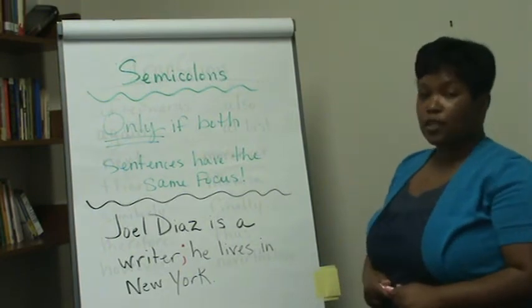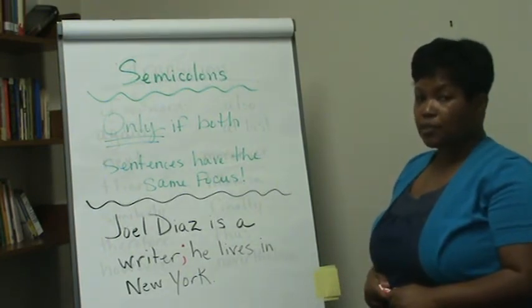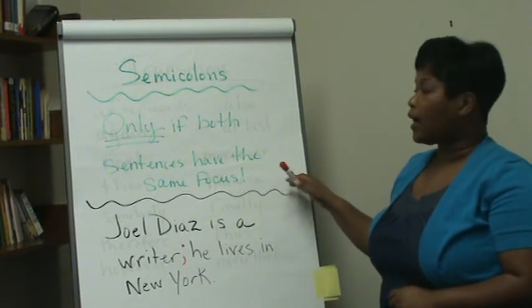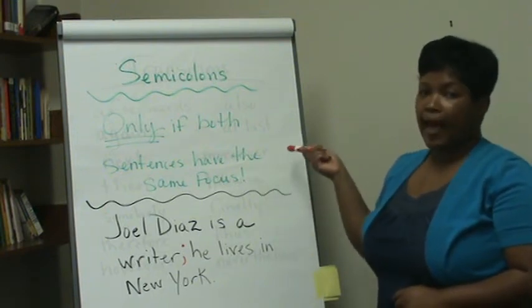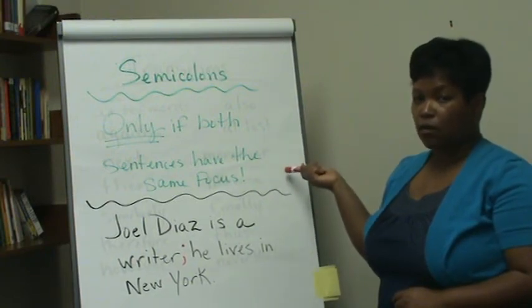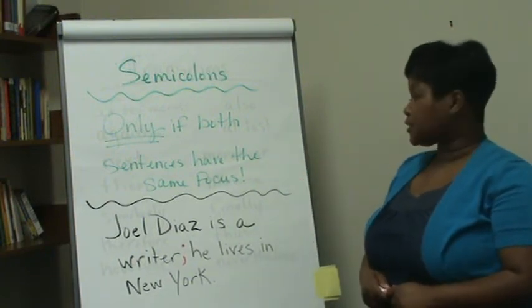If you're going to connect 2 independent clauses or complete sentences with semicolons, the only issue that you have to keep in mind is that you must have the sentences be related. So they have to be related in some way in order to join them with a semicolon.